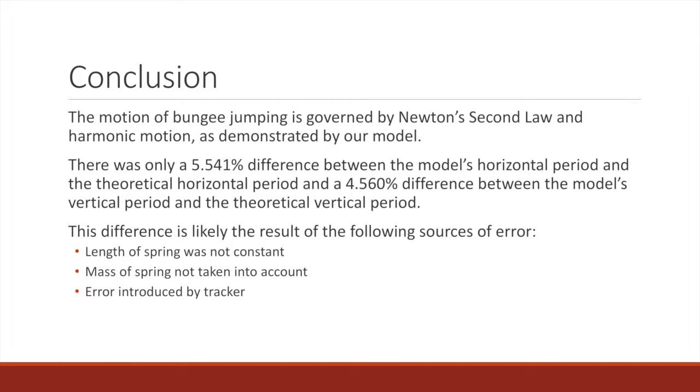This difference could be the result of several sources of error. First, the length of the spring was not constant, which would have affected the value produced by the known formula for the period of a pendulum. Second, the mass of the spring was not taken into account, which would have affected the value produced by the known formula for the period of a spring. Finally, there could have been some error introduced by Tracker, which would have caused a degree of inexactness in my raw data.